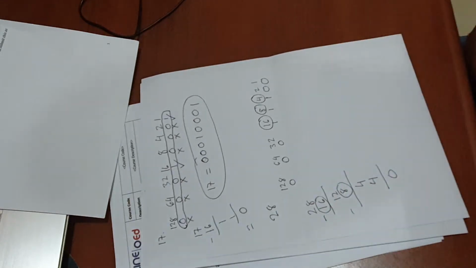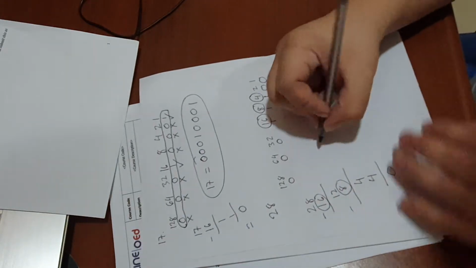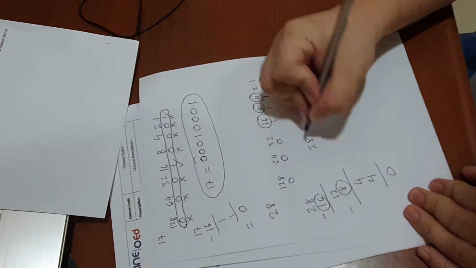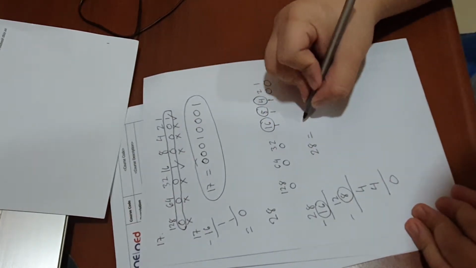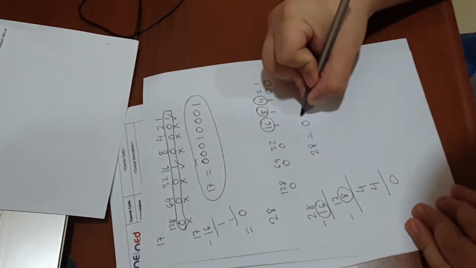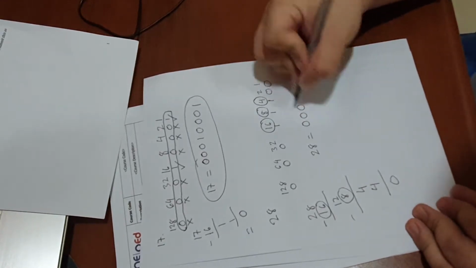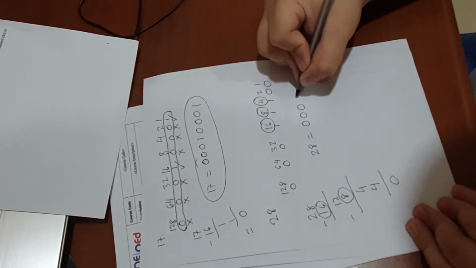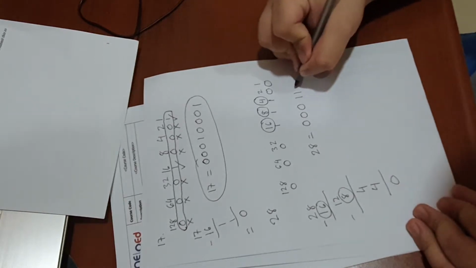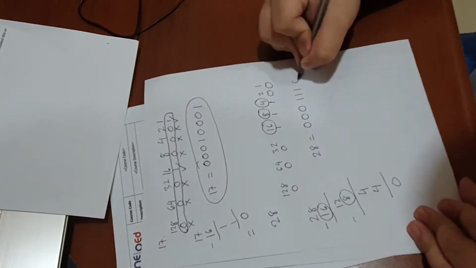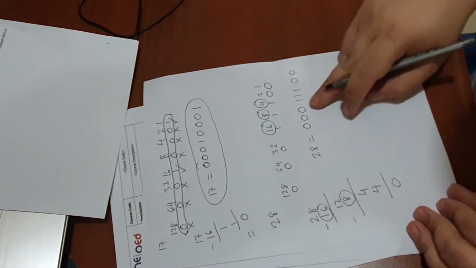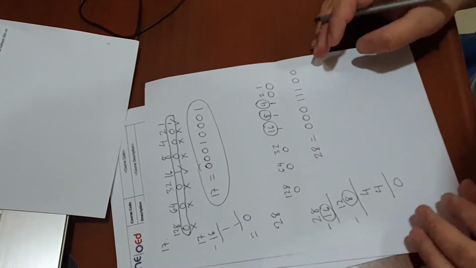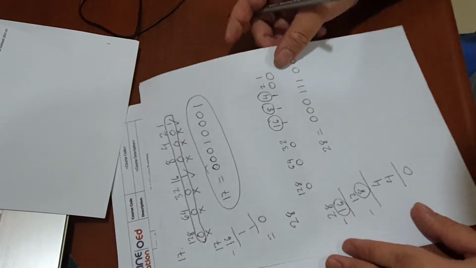So the value of 28 in binary is equal to 0, 0, 0, 1, 1, 1, 0, 0. Okay, so that is the value of 28 in binary.